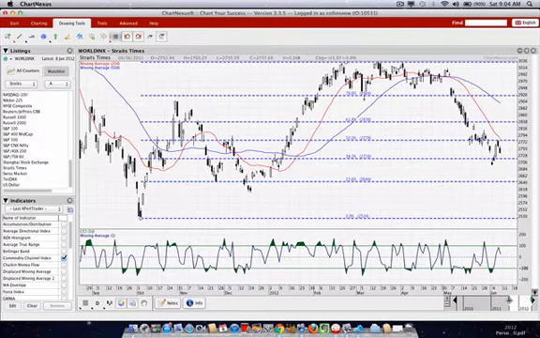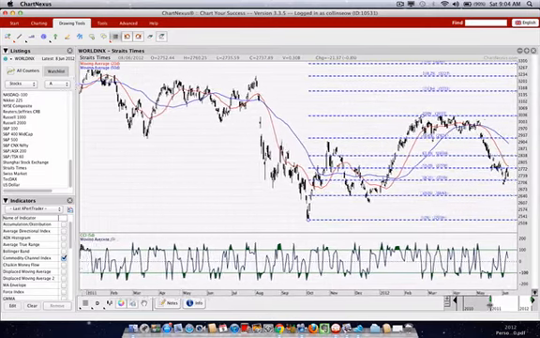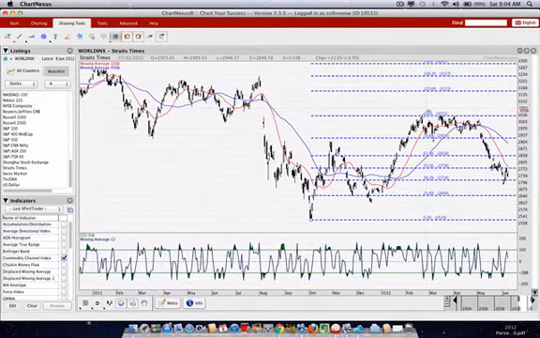I have said it in client meetings many times since October last year that we will have a mid-year rally, and then at the end of the year we were looking at a lower price.